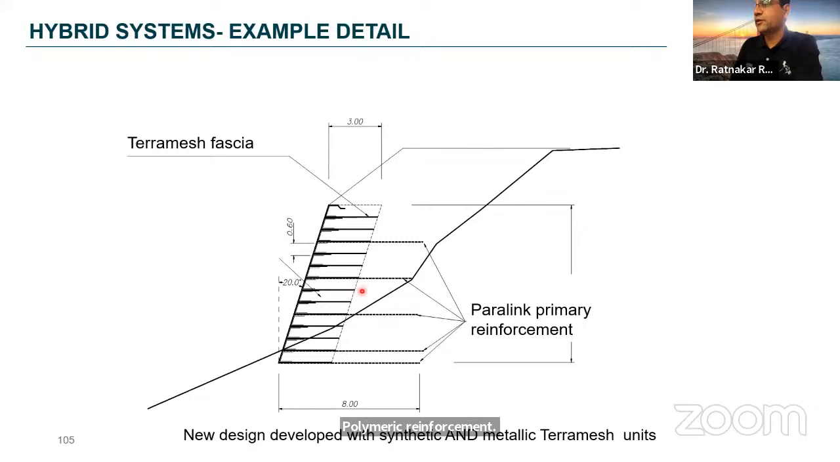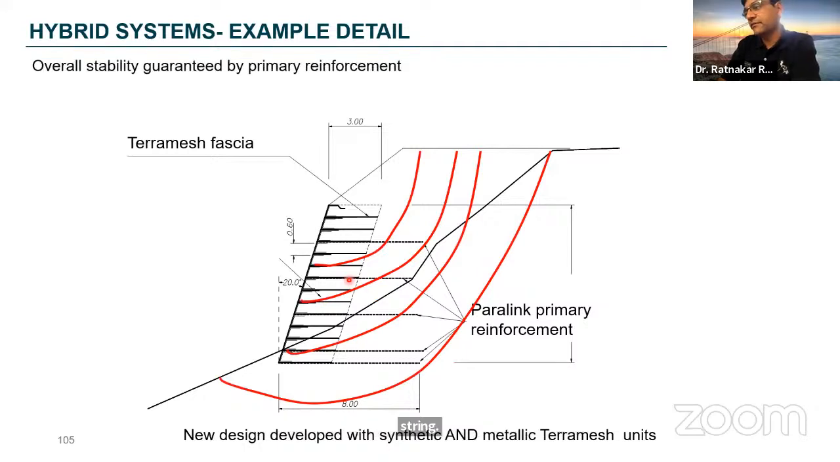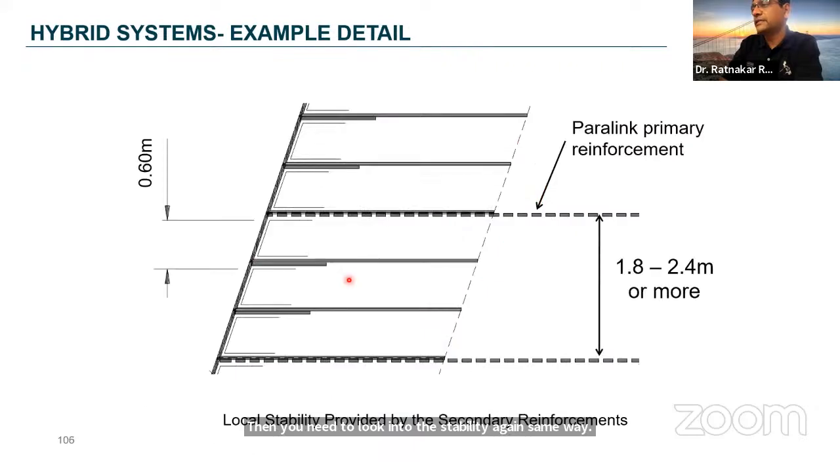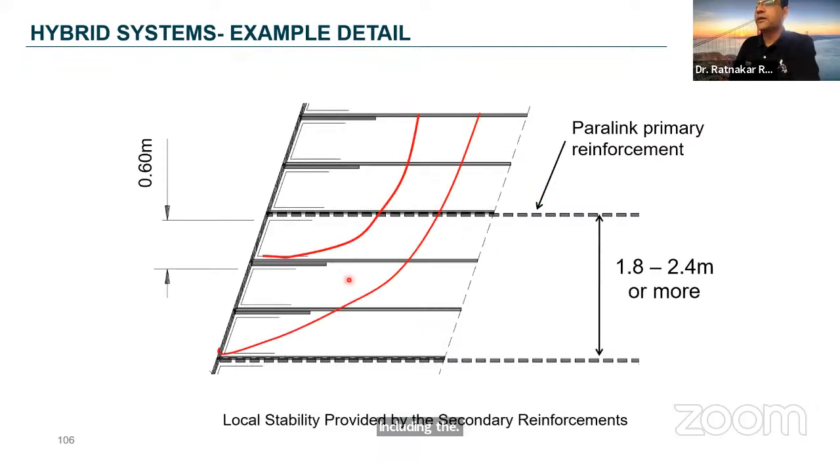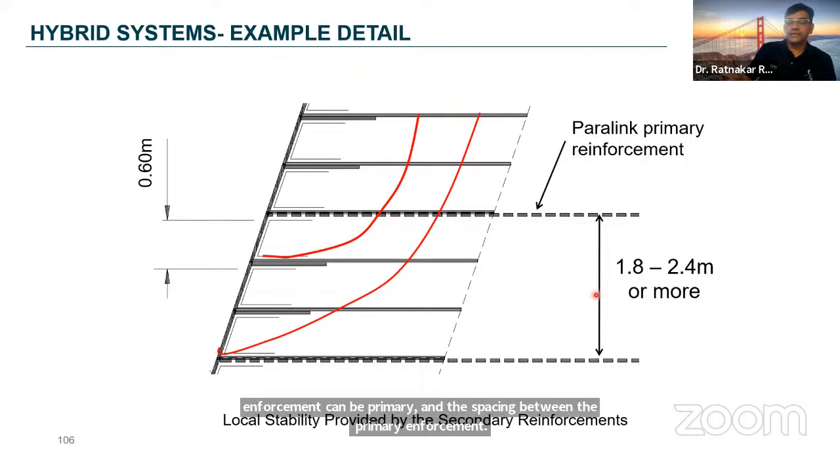Whereas in case you are combining the steel mesh and the high strength geogrid, then you need to look into the stability again, same way, including the static and global. In addition to that, you can look into the local stability provided by the secondary reinforcement, because the steel reinforcement will be secondary and the polymeric reinforcement can be primary, and the spacing between the primary reinforcement can be 0.5 meter to as high as 2.4 meter.